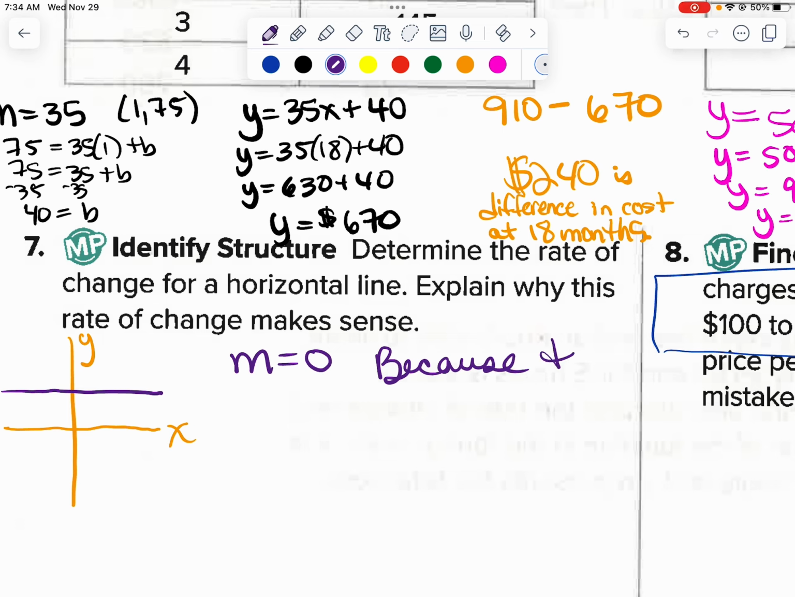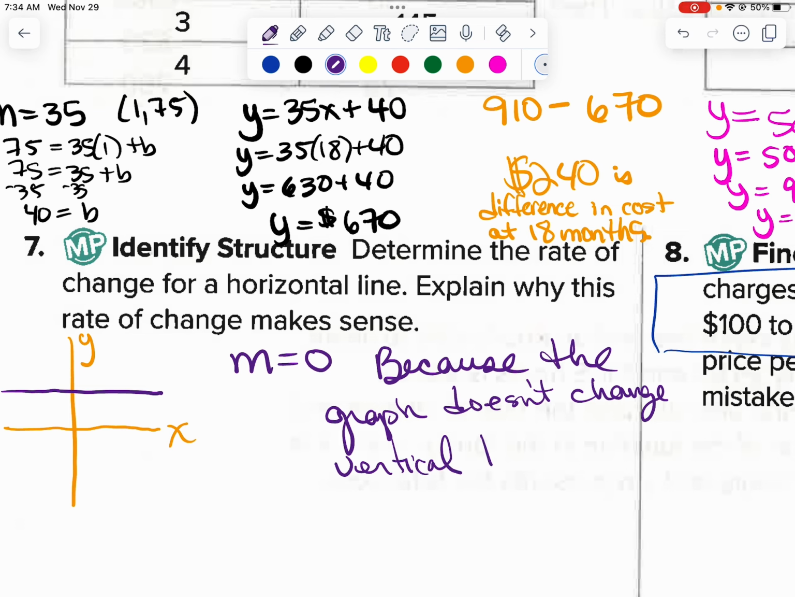Because the graph doesn't change vertically, then there can't be a change in y.